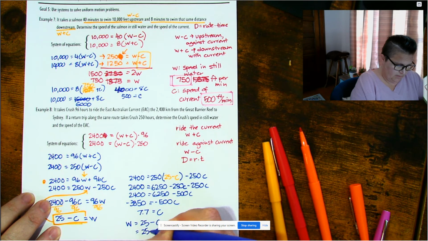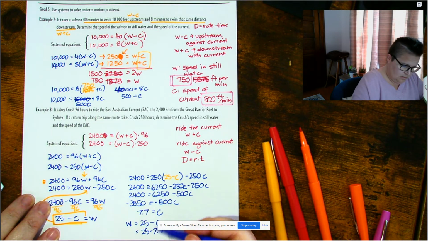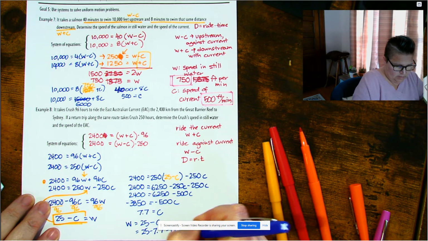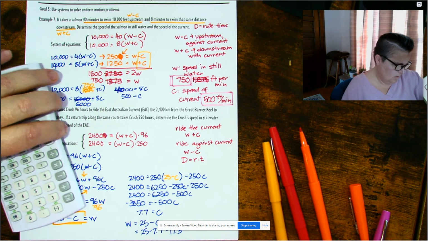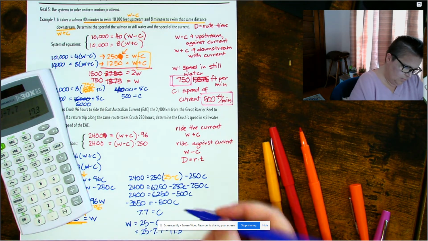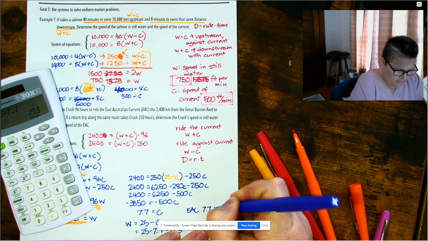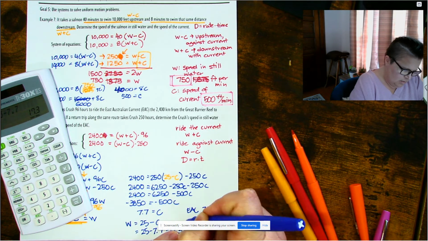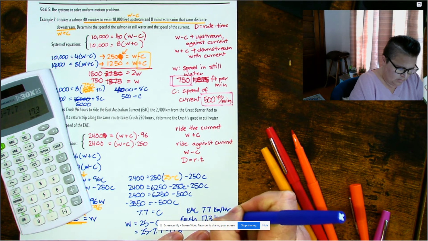So that should be 25 minus 7.7, or 17.3. Okay. So if those work, if the EAC is 7.7 km per hour and the speed of Crush in still water is 17.3 kilometers per hour.